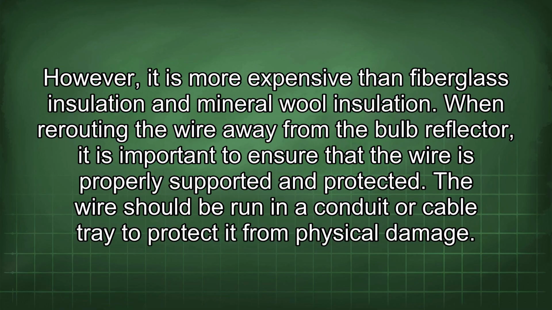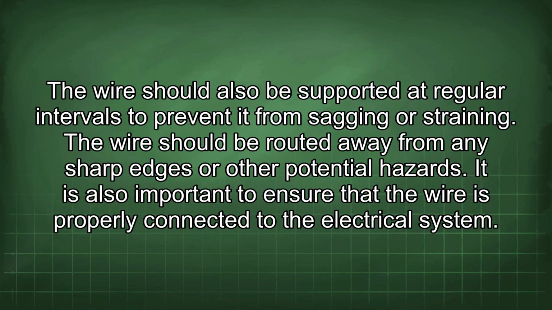When rerouting the wire away from the bulb reflector, it is important to ensure that the wire is properly supported and protected. The wire should be run in a conduit or cable tray to protect it from physical damage. The wire should also be supported at regular intervals to prevent it from sagging or straining. The wire should be routed away from any sharp edges or other potential hazards.